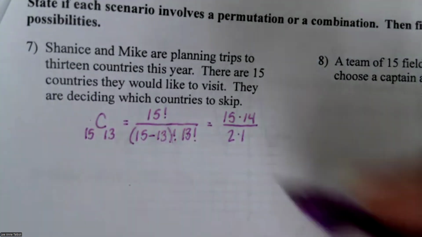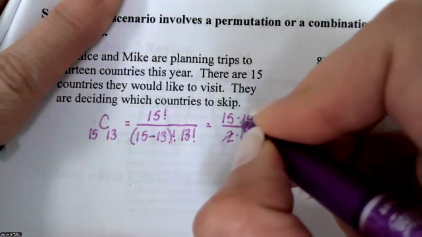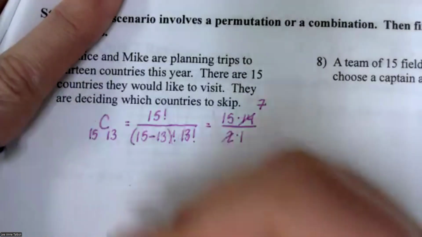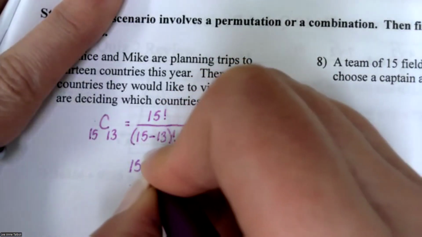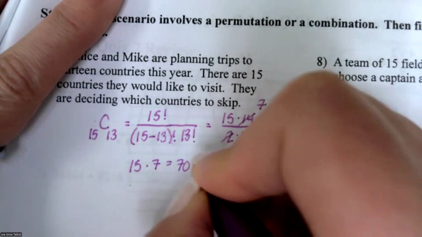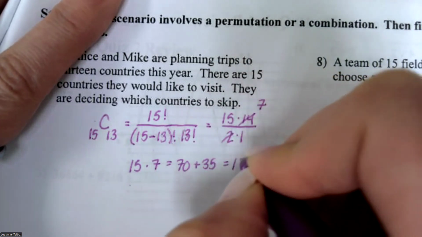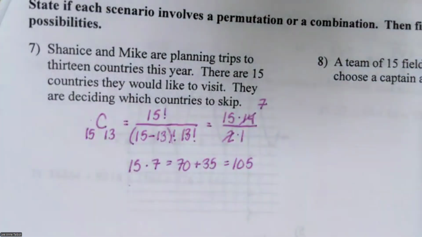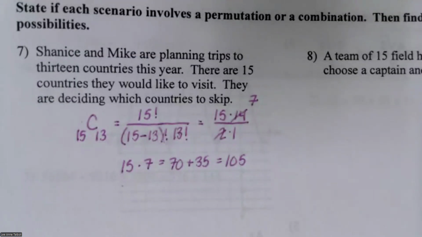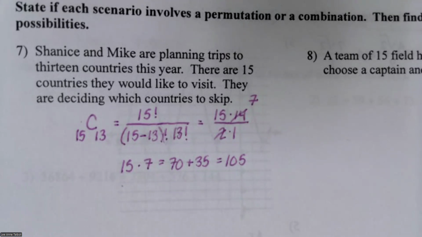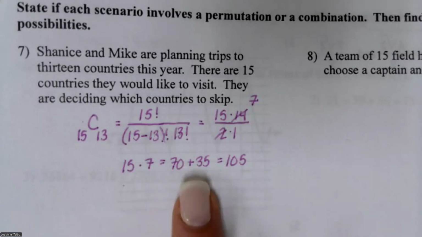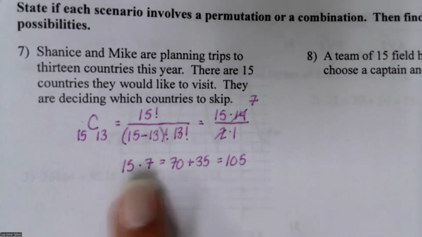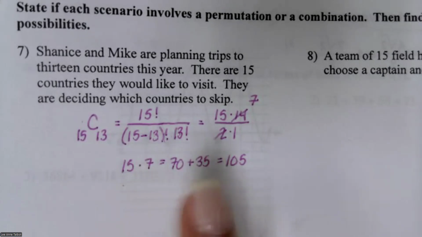Okay, so now how do we do this with no calculator? So cancel this out, make that 7. 15 times 7 is 70 plus 35, which is 105. You guys see how I did this? I did 7 times 10 and then 7 times 5, like distributive property.